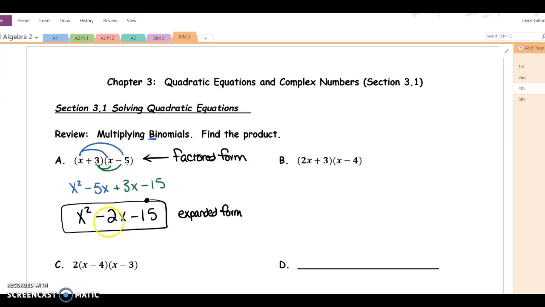Now let's look at the -2. How's -2 related to 3 and -5? It's the sum of 3 and -5. If you add 3 and -5 together, you get -2. So if we wanted to do this problem backwards, all we'd have to do is figure out what numbers multiply to give us -15 and add up to -2. Once you figure out it's 3 and -5, you can write it in the factored form. That's what we're going to do today. We're going to skip B because we don't need to do it right now.